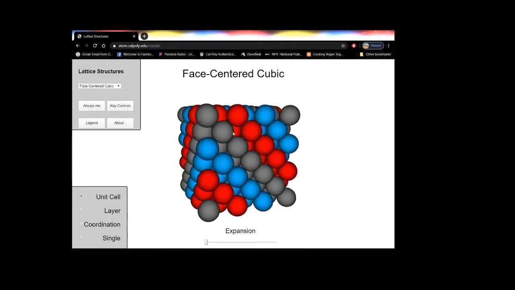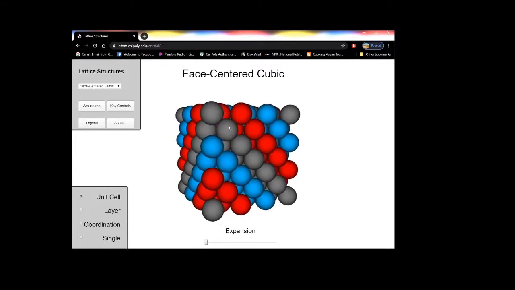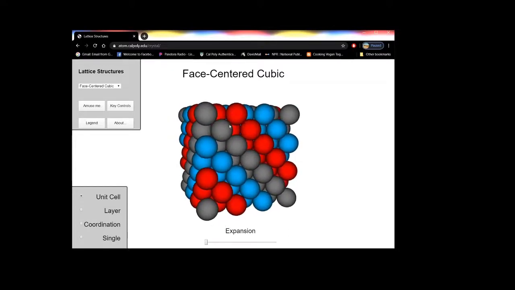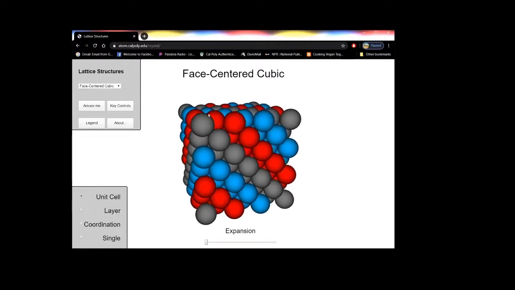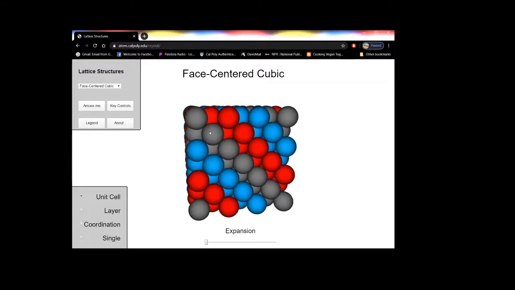And if we look at this gray one here, you can see it's touching 4 in the same layer as it: a red, 2 grays, and a blue. It's also going to be touching 4 in the layer behind it, 2 reds and 2 grays. And if we extended this into 3 dimensions, it would be touching 4 in front of it as well, 2 blues and 2 grays. So in face-centered cubic, we always end up with a coordination number of 12. Face-centered cubic is by far the hardest to see the coordination number.